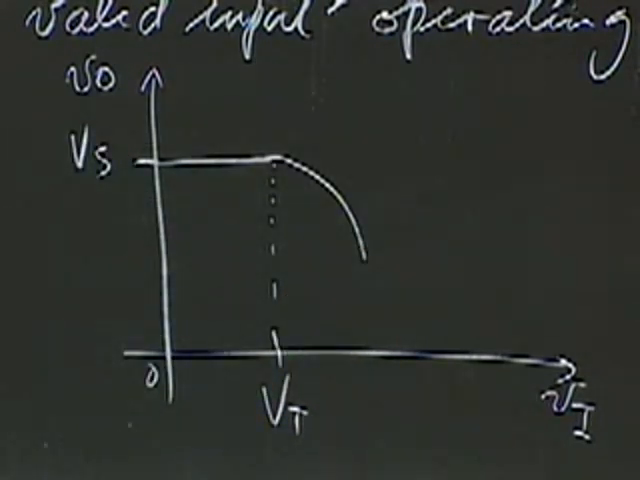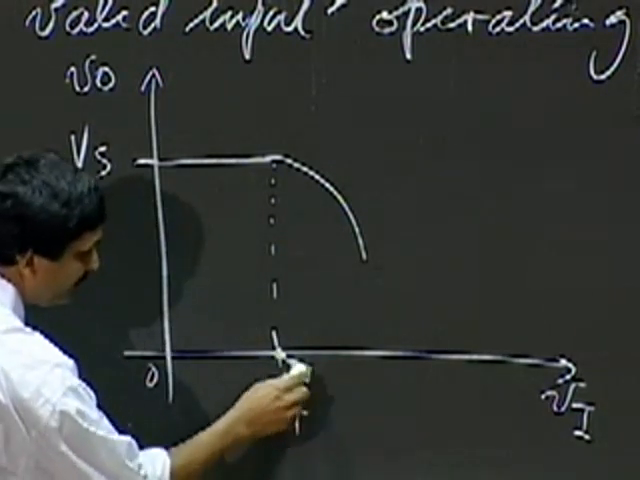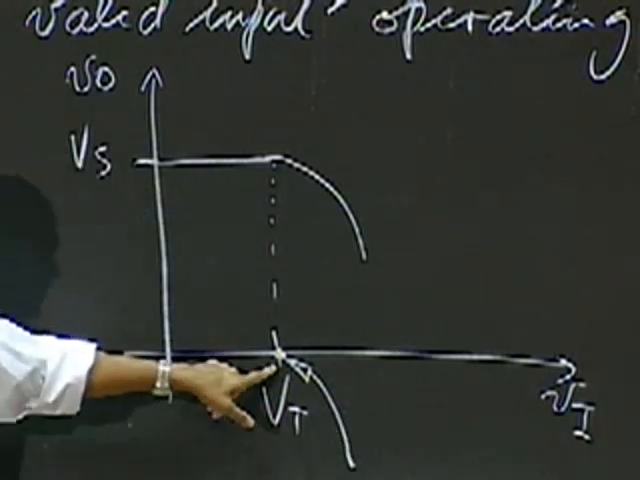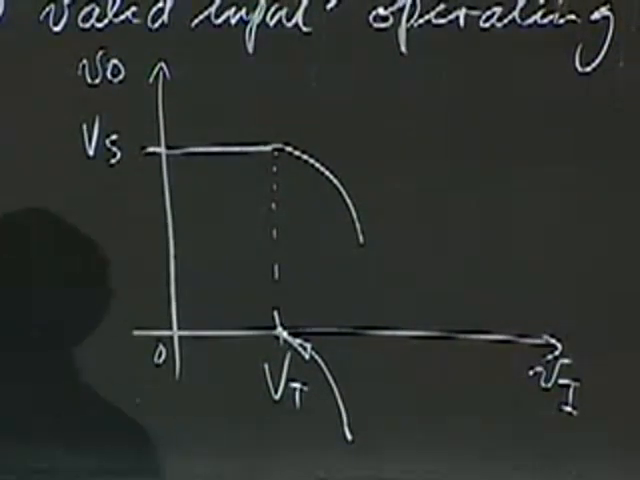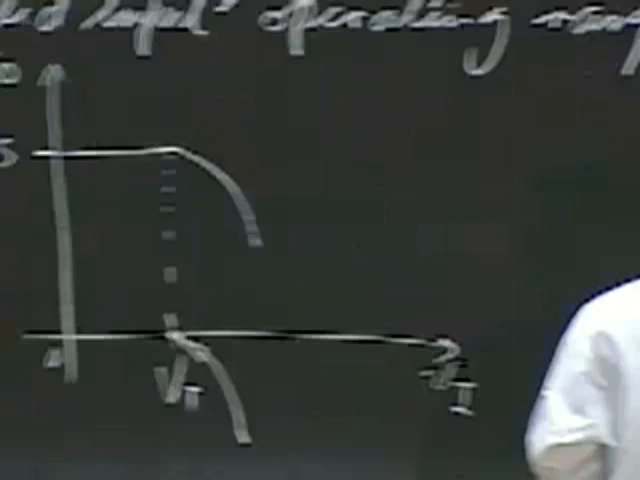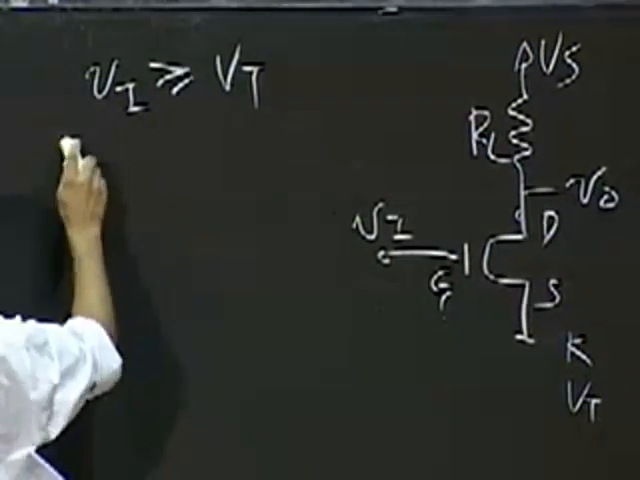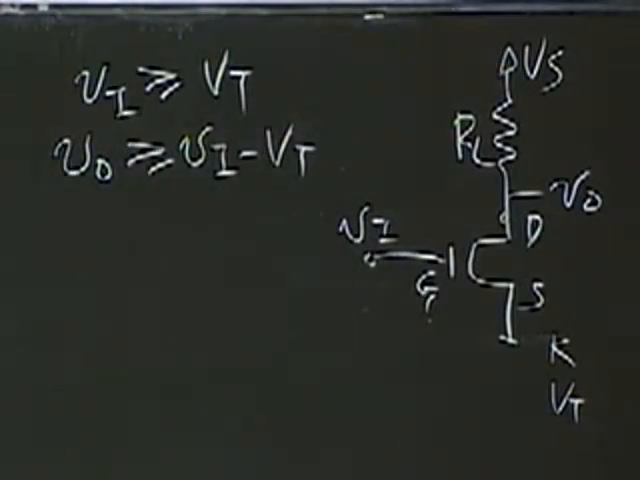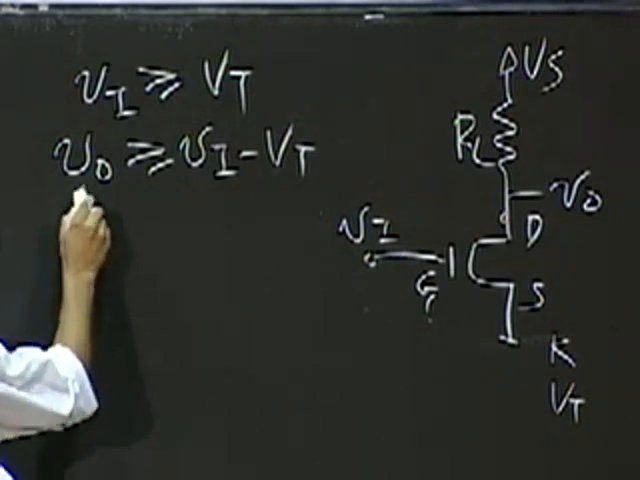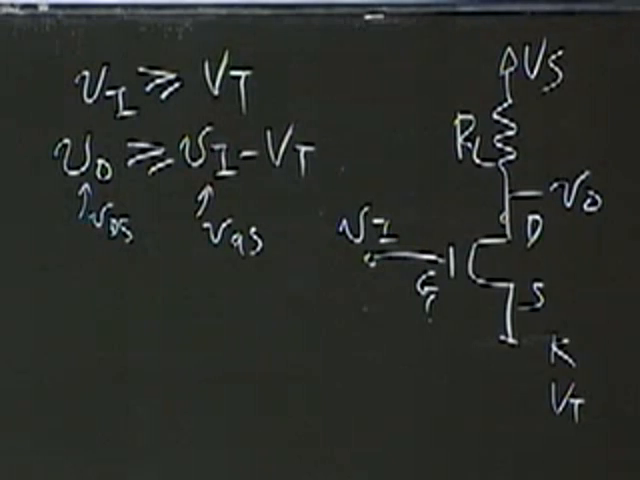So that's what it looks like. So the first step, looking at this graph, we know that at this point, VI needs to be greater than VT to satisfy the first equation. Let me just write down both equations here. VI greater than or equal to VT is one of them, and VO greater than VI minus VT is the second equation. And just remember that this is the same as VDS, and this is the same as VGS.